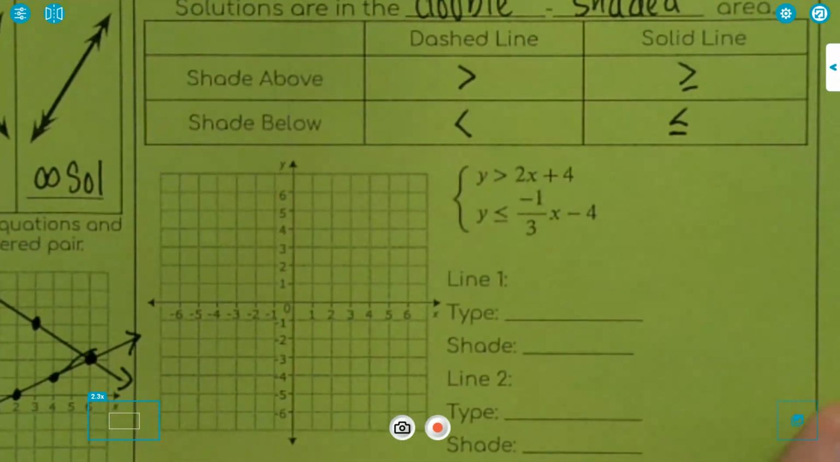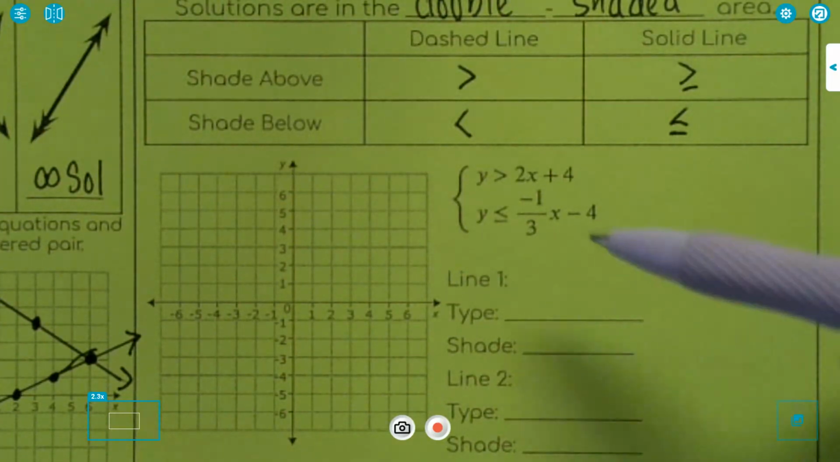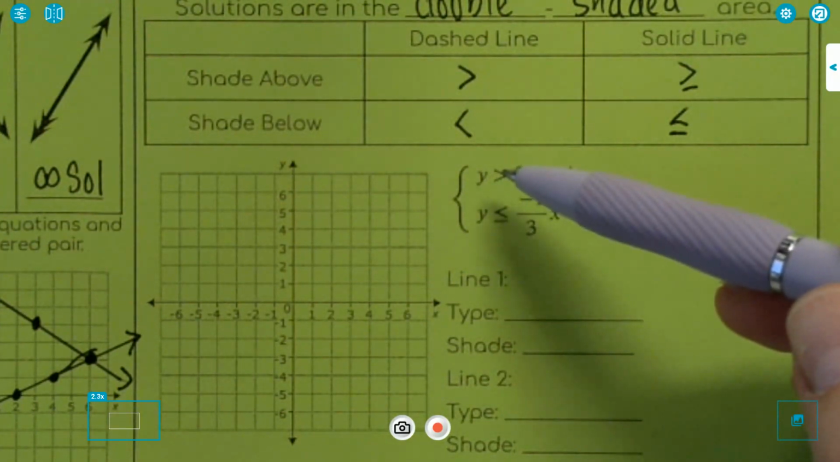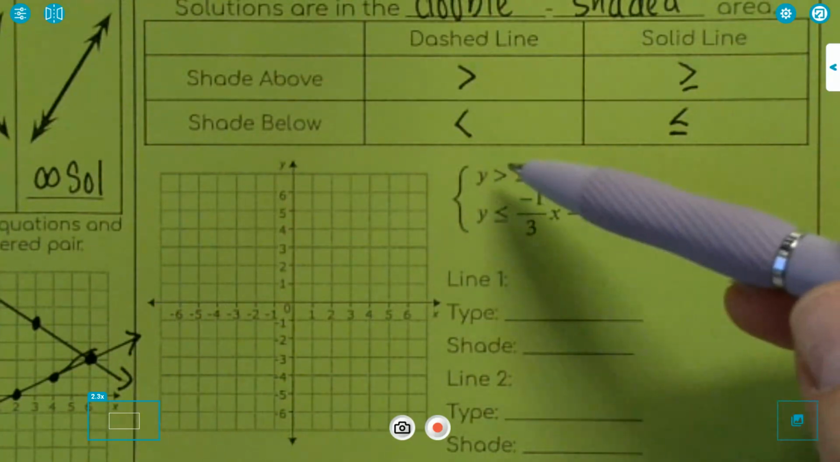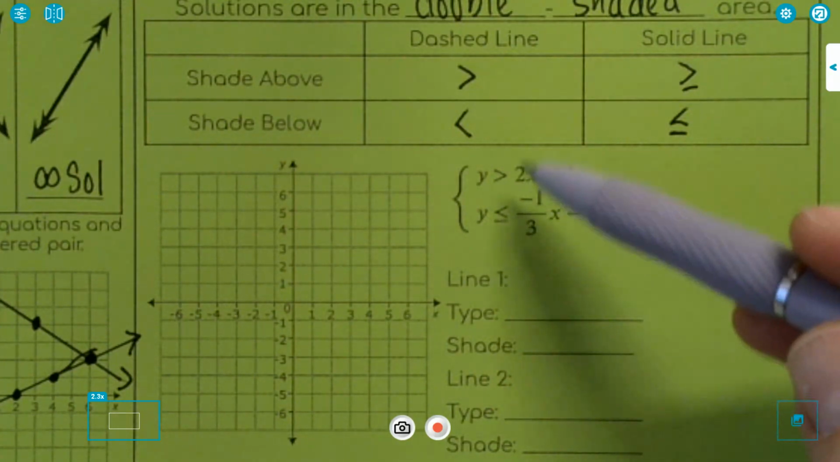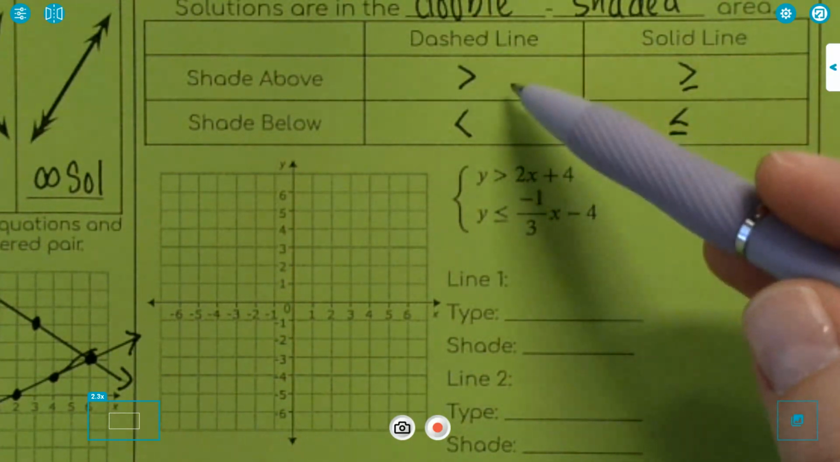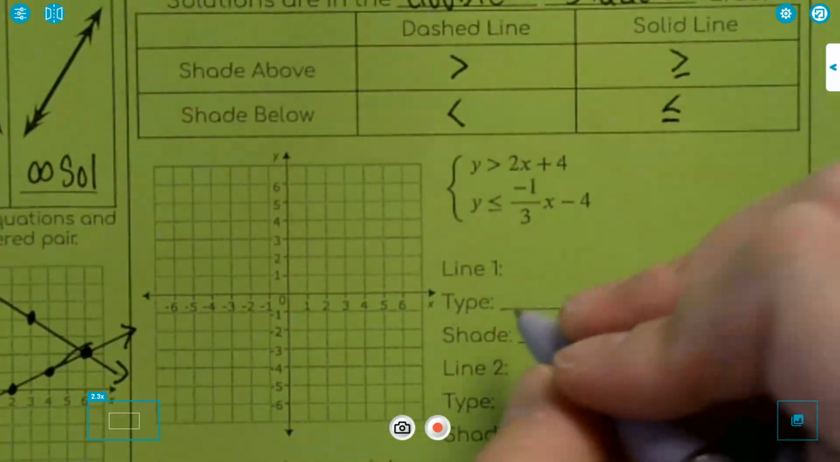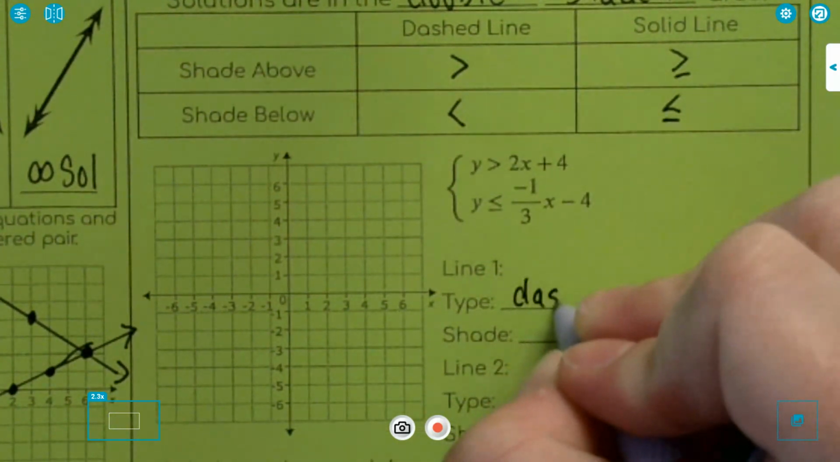Okay, so we've got 1 example of this. Our first equation, just kidding, that's an inequality. Our first inequality is y is greater than 2x plus 4. So greater than is going to be shade above a dashed line. So dashed line, shade above.